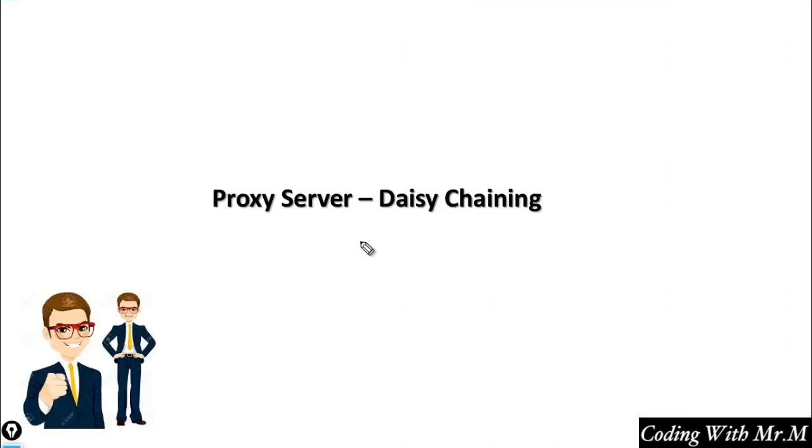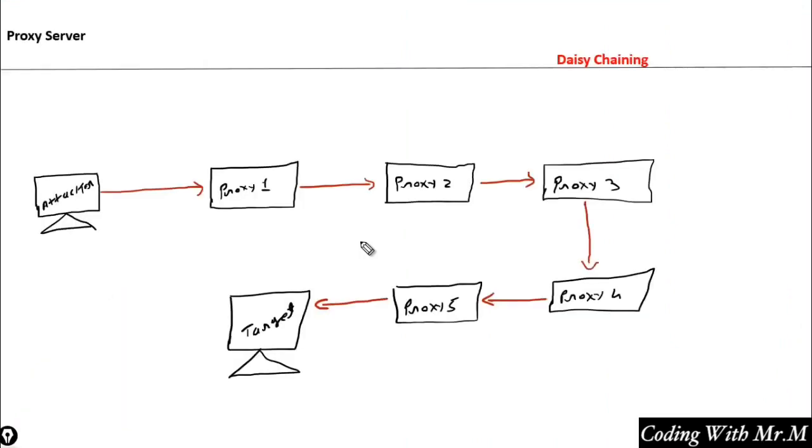Proxy server daisy chaining. Attackers use daisy chaining to hide the IP address of the attacker's machine. Like attackers will send packets to the proxy 1 server, it will send the packet to the proxy 2 server. Proxy 2 hides the identity of proxy 1's IP address.